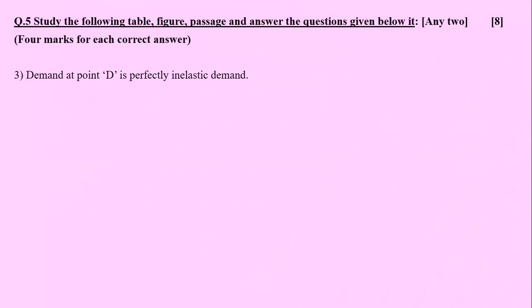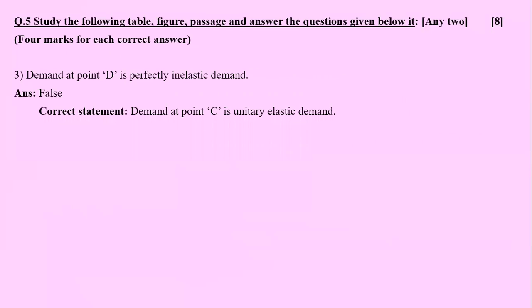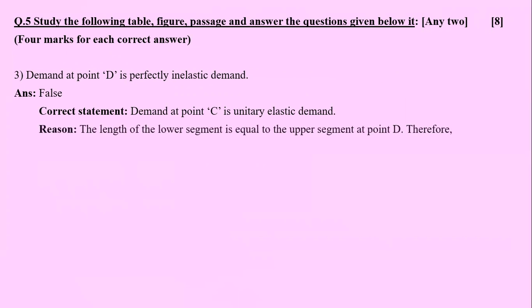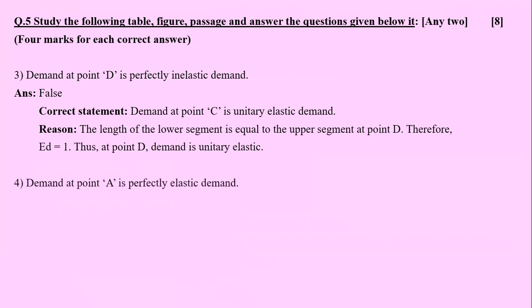Third statement, demand at point D is perfectly inelastic demand. Answer, false. Correct statement, demand at point D is unitary elastic demand. Reason, the length of the lower segment is equal to the upper segment at point D, and therefore ED is equal to 1. Thus, at point D, demand is unitary elastic.